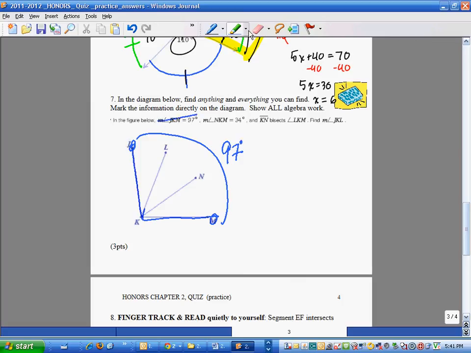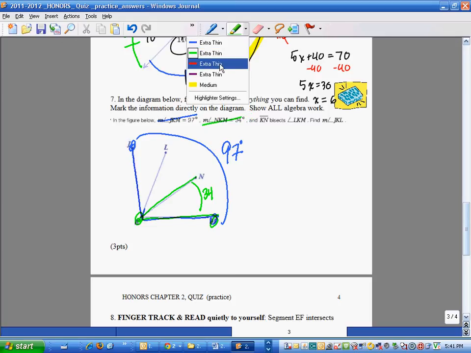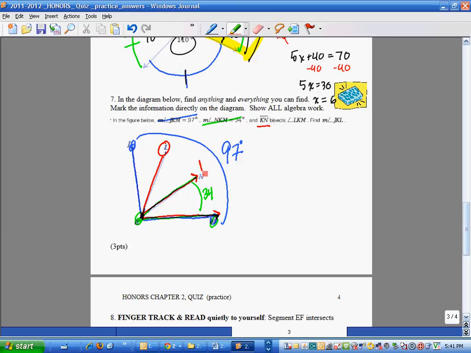We're also told that KN, so you trace KN, bisects LKM. Here's L, there's K, there's M. That word bisect means that these two are congruent. Find anything and everything you can find, but you especially want to find JKL in this case. Well, let's see what we can find here. Because of the bisector, if this is 34, this must be 34 as well, which is if you add those up, you're going to end up with 68 degrees.